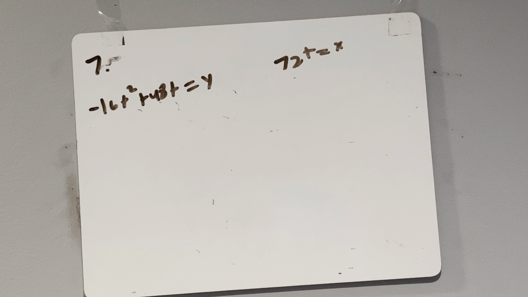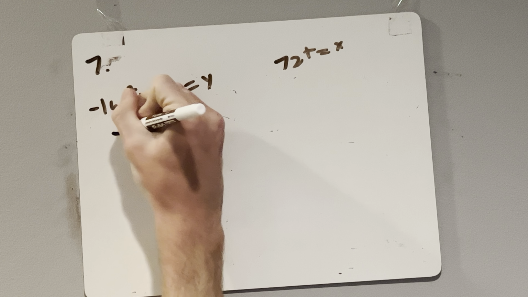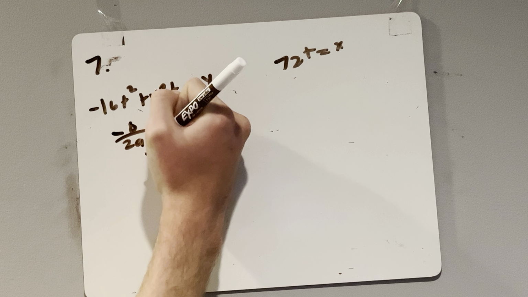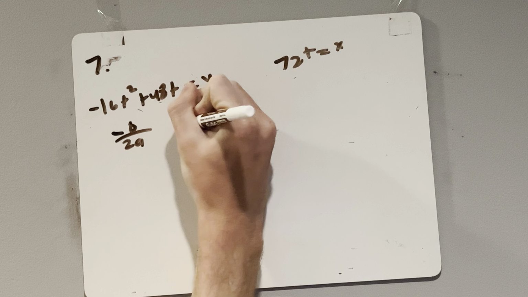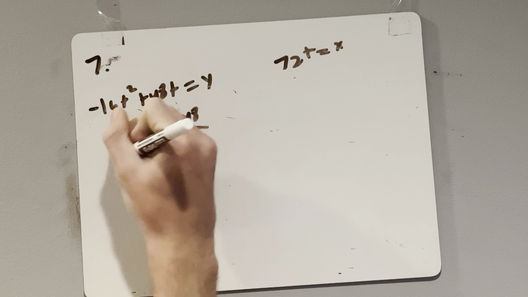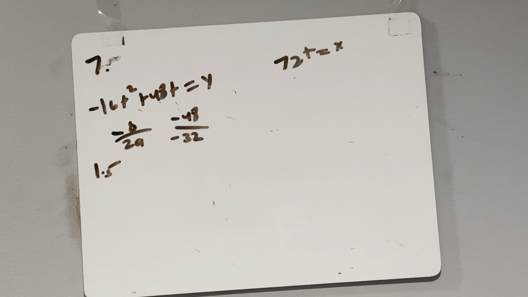So the first question asked is, what is the maximum height the ball will reach? In order to find a maximum, you need to use the equation negative b over 2a. In this case, negative b is negative 48 over 2a, negative 32. This works out to be 1.5. So that means that the ball is at its maximum height after 1.5 seconds.